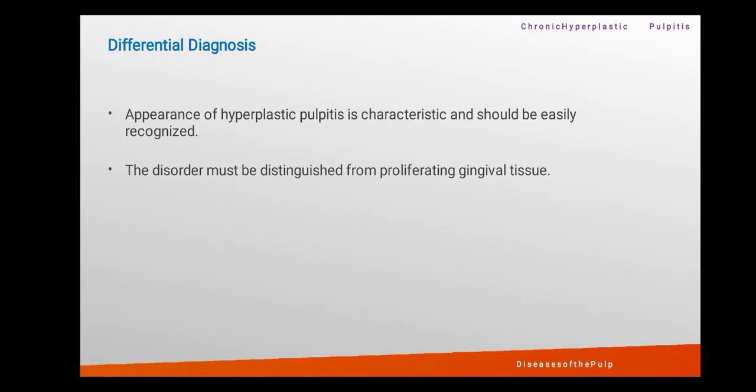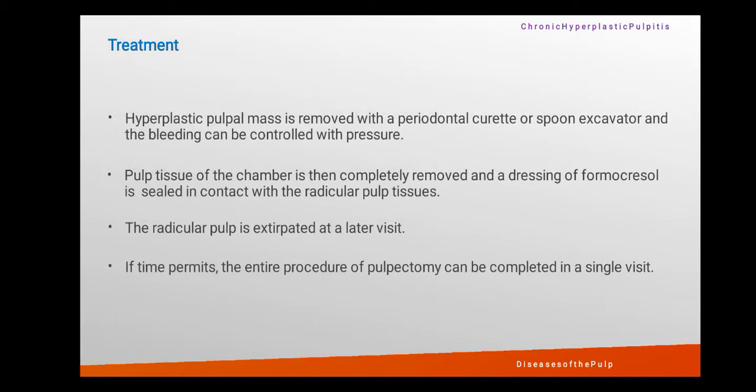And this must be distinguished from gingival polyp, where you can see that mass. When you trace the stalk of that soft tissue mass, it comes from interdental gingiva in case of gingival polyp, while in case of pulp polyp it is directly coming from the pulp chamber. Treatment is simple, that is removal of that soft tissue with a periodontal knife or spoon excavator, and the bleeding can be controlled with pressure.